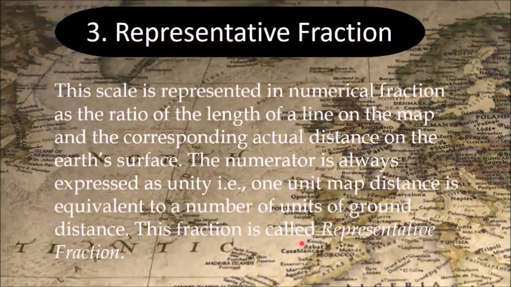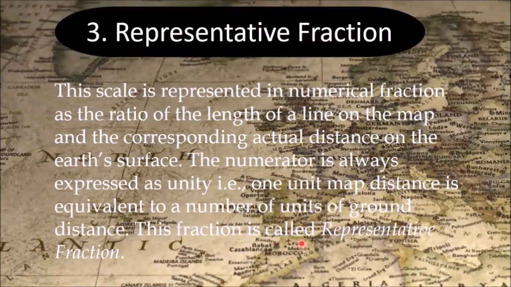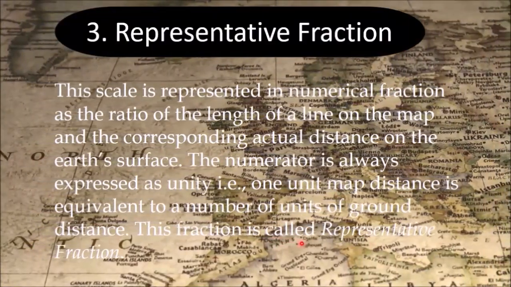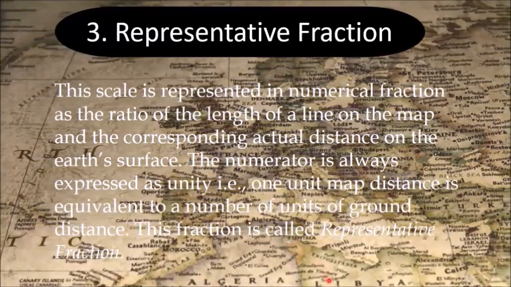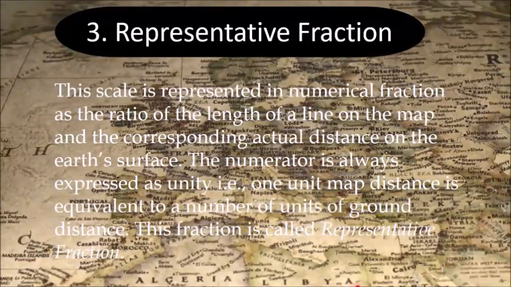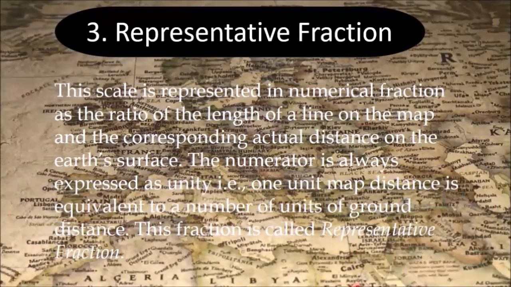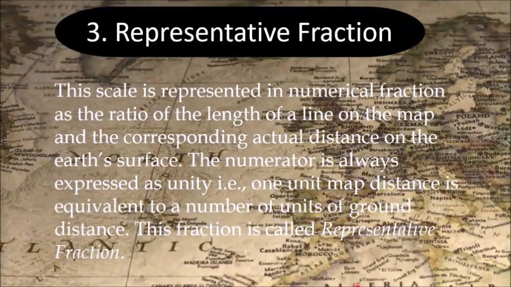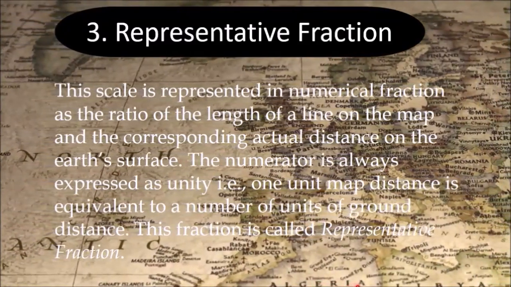Third, representative fraction. This scale is represented in numerical fraction as the ratio of the distance of a line on the map and the corresponding actual distance on the Earth's surface. The numerator is always expressed as unity, that is, 1 unit map distance is equivalent to a number of units of ground distance. This fraction is called representative fraction.